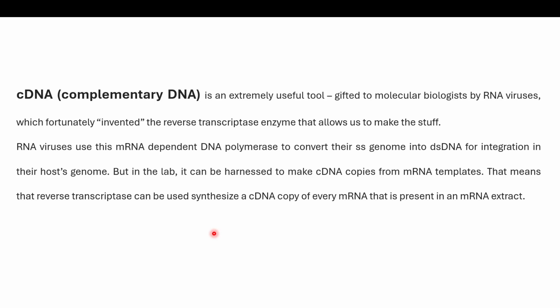Okay. So complementary DNA is an extremely useful tool which has been gifted to molecular biologists from RNA viruses, which use the process of reverse transcription to sustain their life. So the reverse transcriptase enzyme has been obtained from them. People have taken the idea from the viral mechanism and use it for our own purpose. RNA viruses use this mRNA-dependent DNA polymerase.